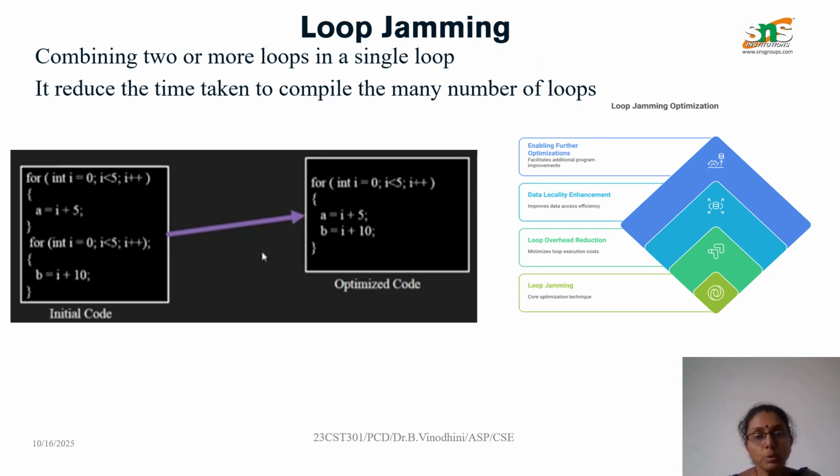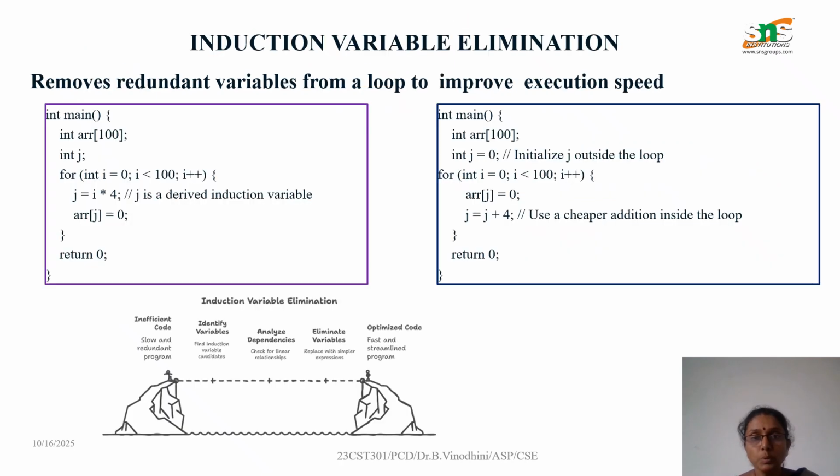The example for loop jamming is the code on the left-hand side, where we are using two for loops. In the two for loops the testing condition is the same. So we are combining the two for loops into a single for loop in the optimized code. Here the two different statements from the two for loops are combined into the single loop, which produces optimized code. So that is loop jamming.